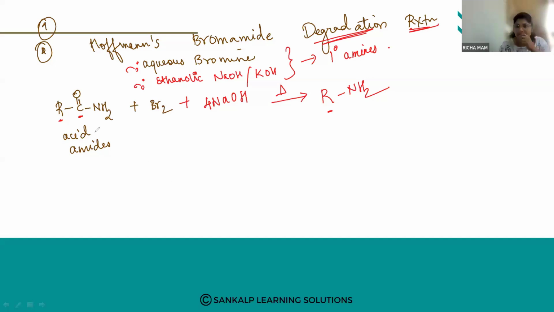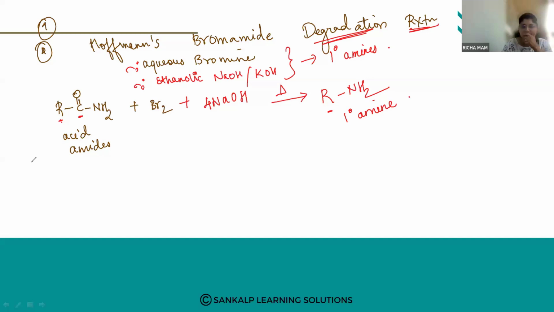As you see in the reactant, in the parent amide, you can see two carbon atoms, and in the product you can see only one carbon atom. So it is called a degradation reaction. So this is a very important question, important for marks.